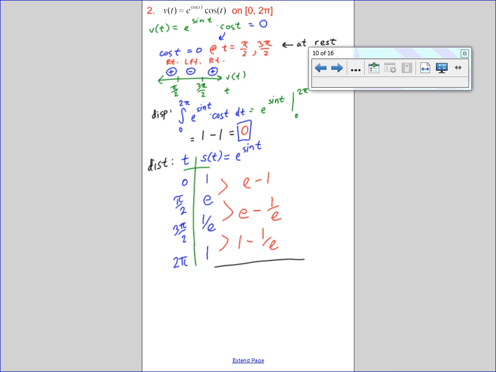And so I get e plus e is 2e. Minus 1 plus 1 is 0.